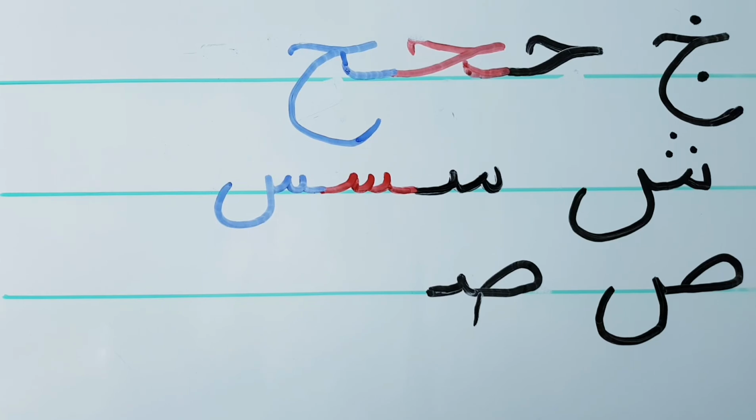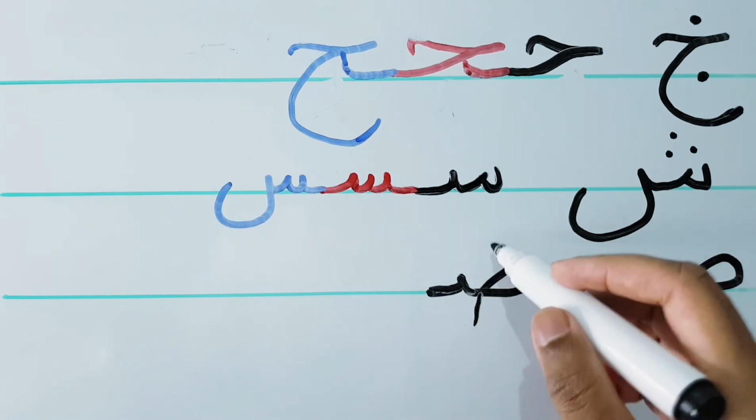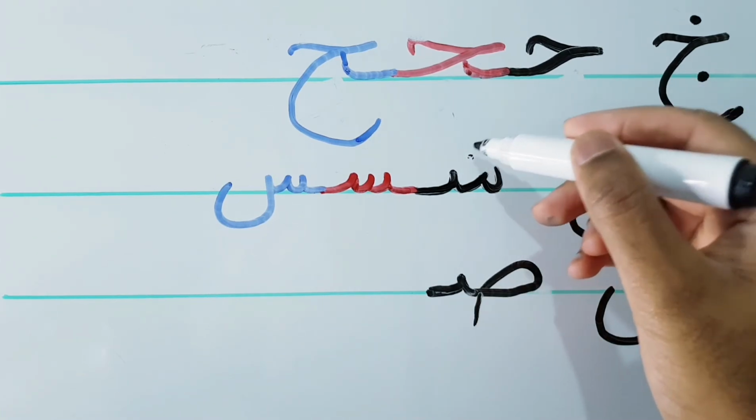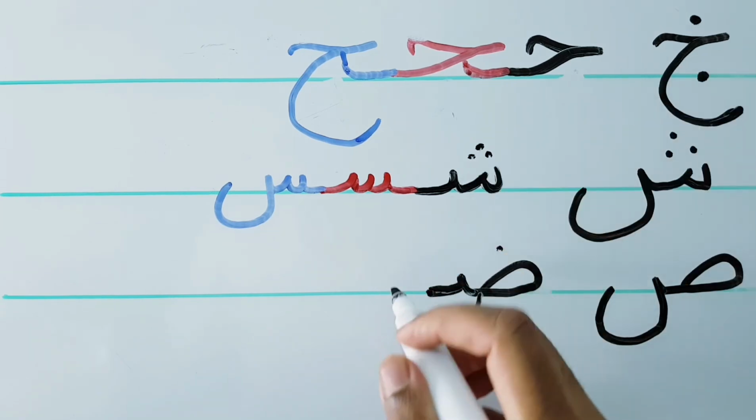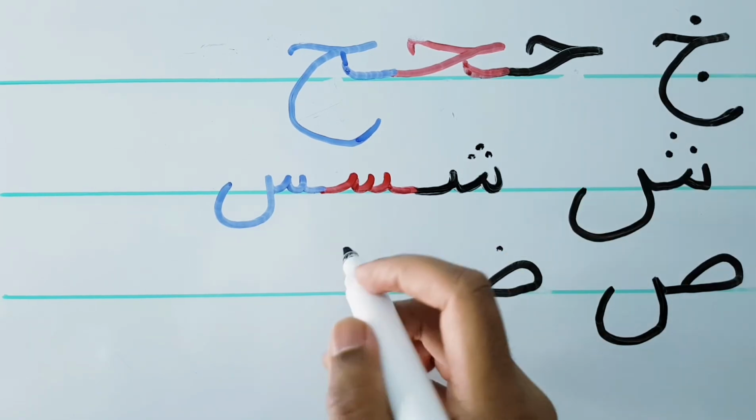This is Sad and Dad in the beginning. The dot for Dad would go here. The dot for Sheen would go like this. Same thing. For Dad, you just place it here. Okay, that's Sad and Dad in the beginning.